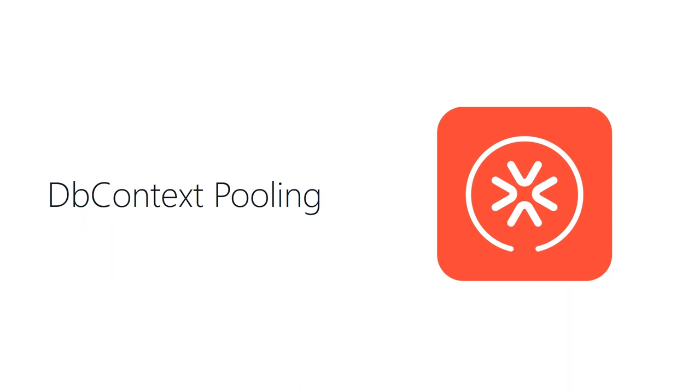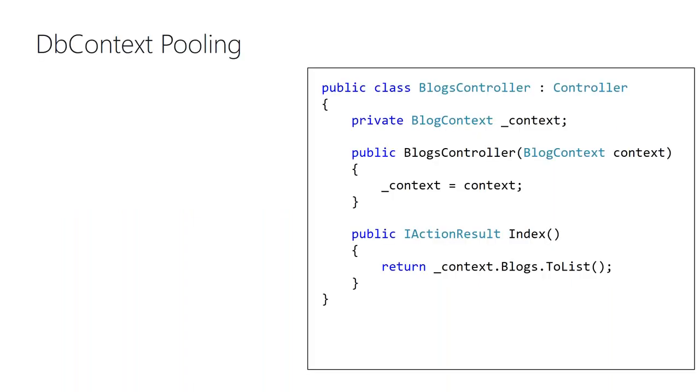And this is actually one of my favorite things that the Entity Framework Core team did: DbContext pooling. So in the old days, if we had this controller and we were going to call the index action on this controller, through .NET Core dependency injection we would get the blog context coming in through the constructor. And every time we called this controller's index action, a new context would be spun up for us to use.